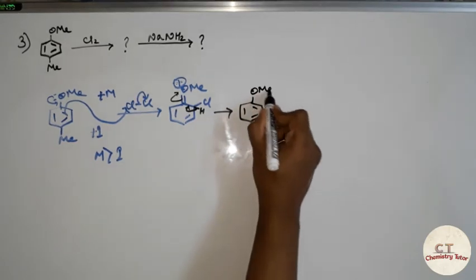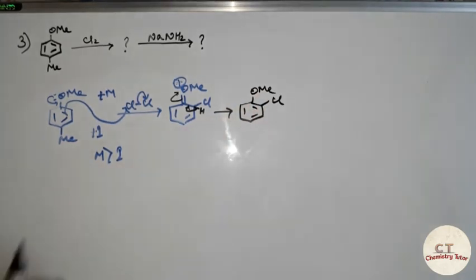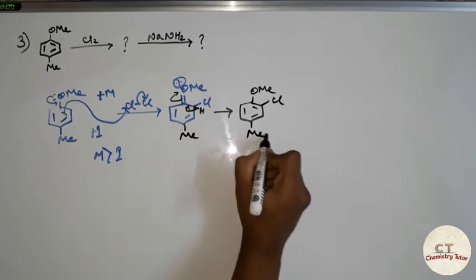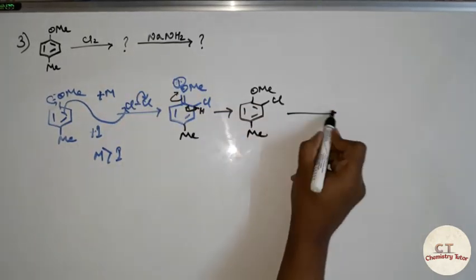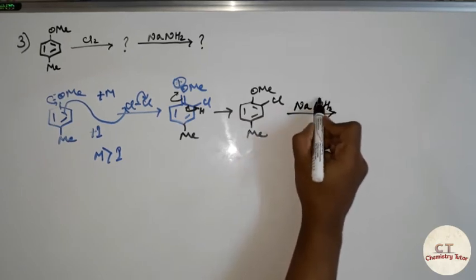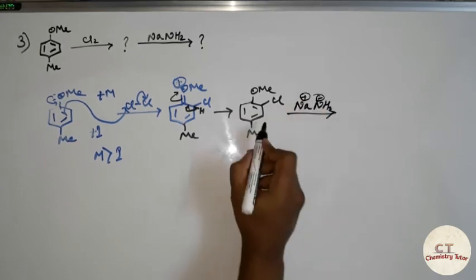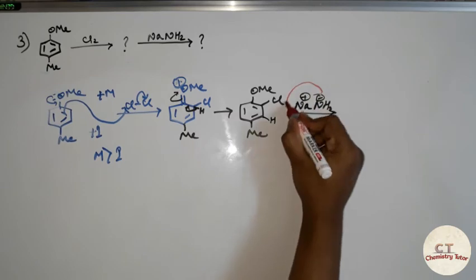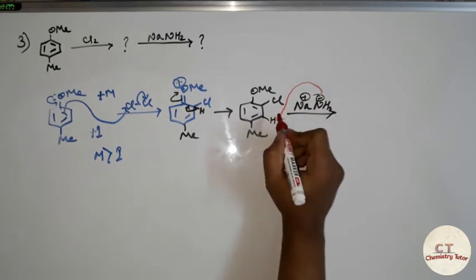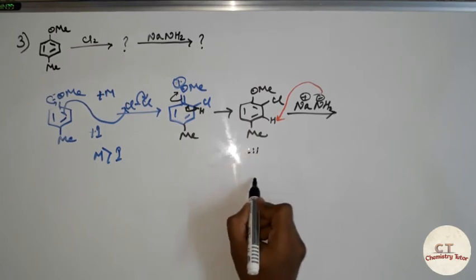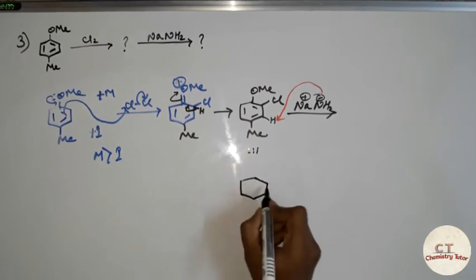OMe, Cl, and then there is a methyl group, and then in the next step NaNH2 is given. NaNH2 means it is Na plus and NH2 minus, and since there is a hydrogen atom present here, this NH2 minus is going to abstract this proton. Since this is an aromatic ring, it can also be written as it is also the same only.